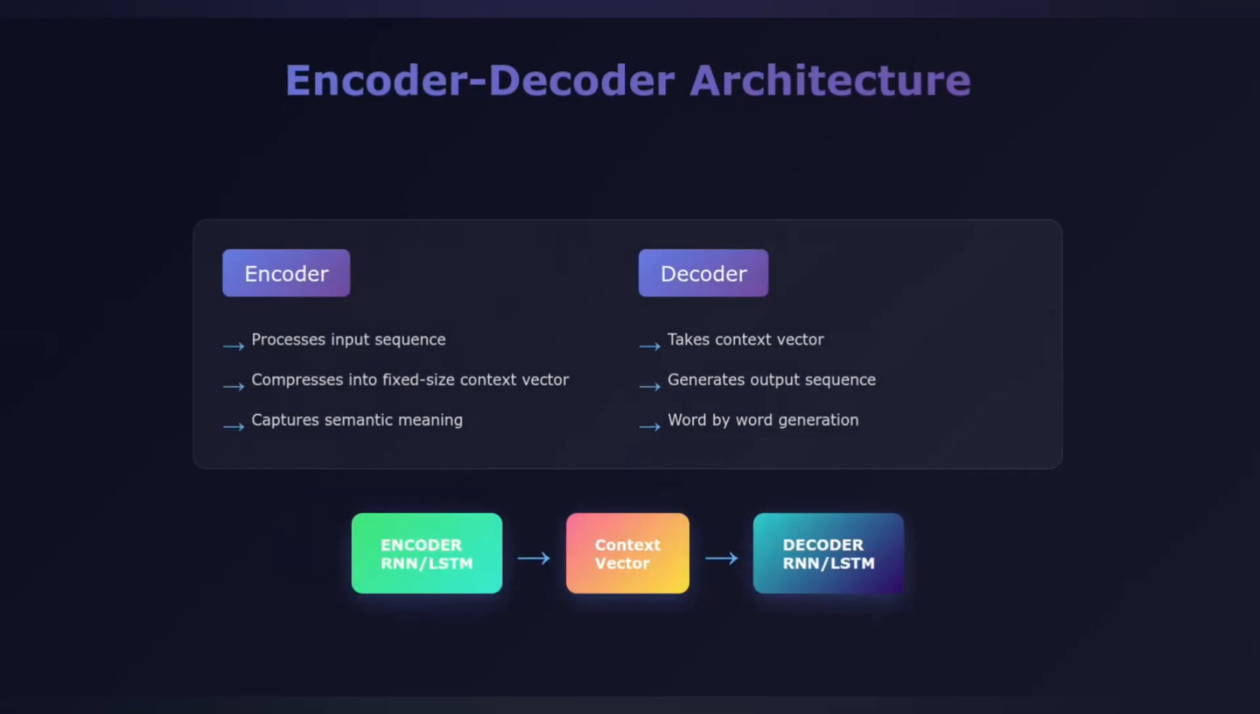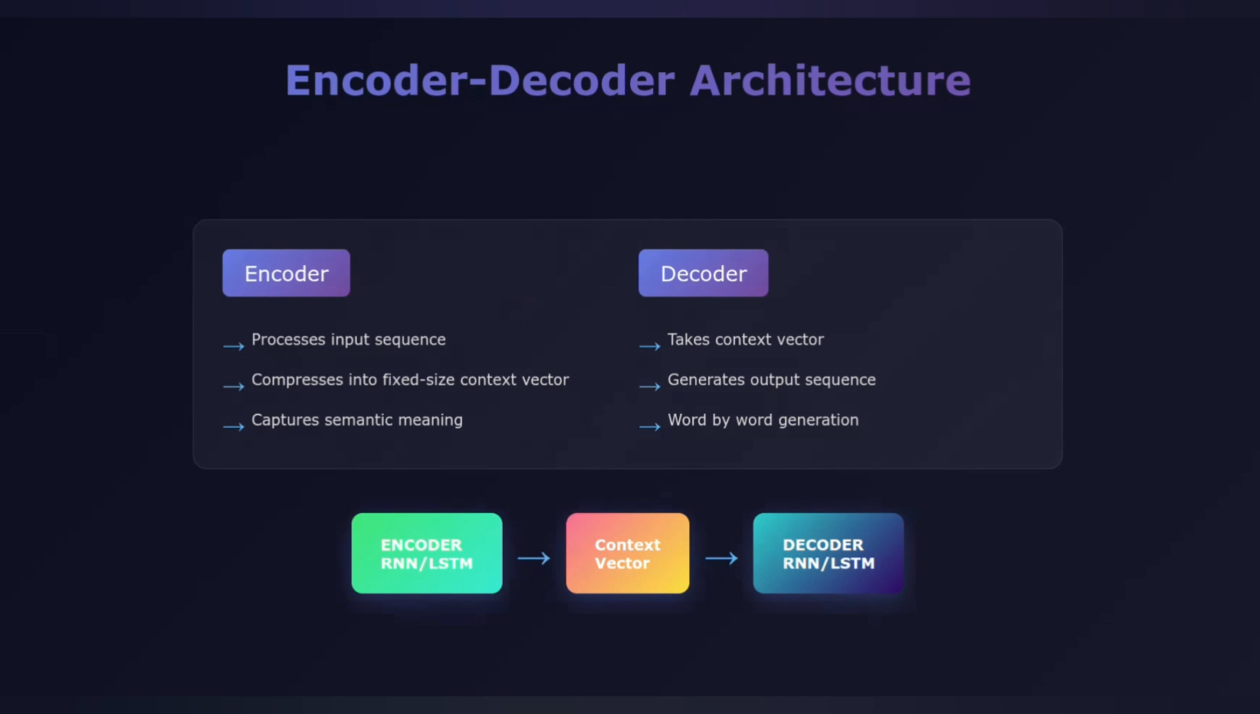The Seq2Seq architecture has two main components, an encoder and a decoder. Think of them as a team working together. The encoder's job is simple but crucial. It reads the entire input sequence word by word and compresses all the information into a single, fixed-size vector called the context vector. This vector is supposed to capture the complete semantic meaning of the input. Typically, we use recurrent neural networks, or RNNs, specifically LSTMs or GRUs for this. These are great at processing sequences because they have memory.